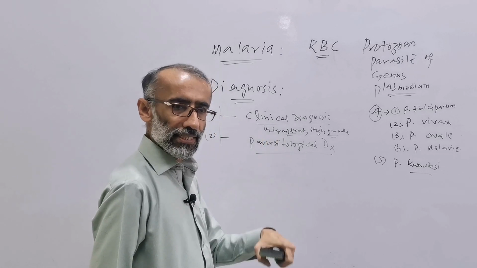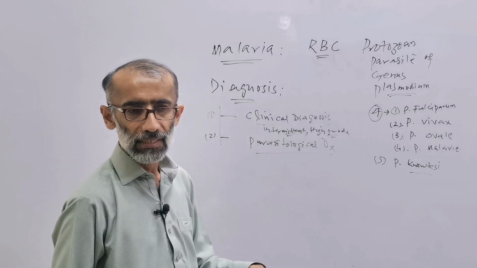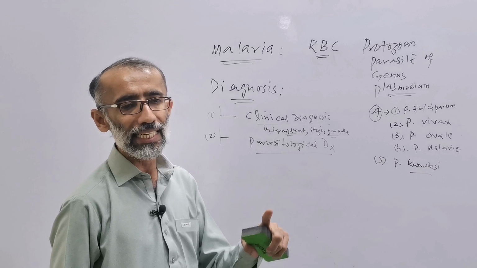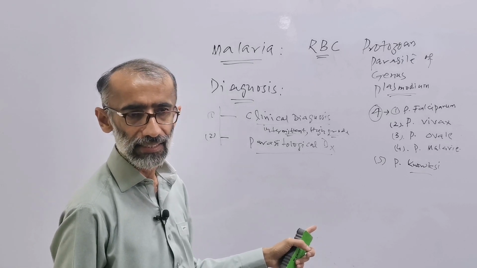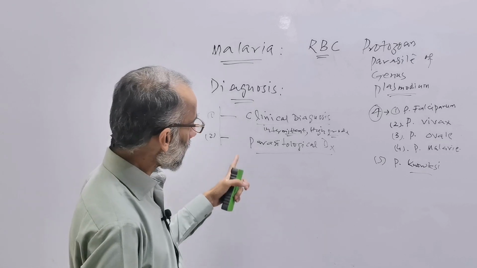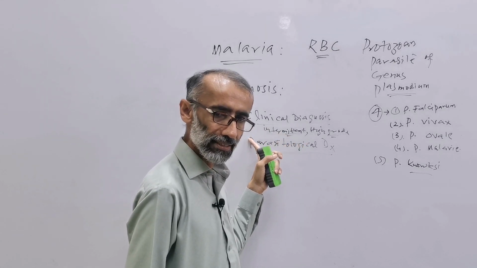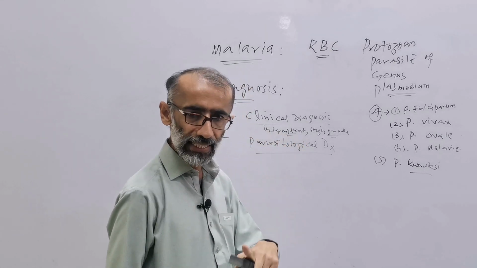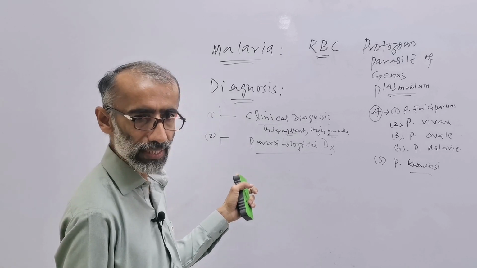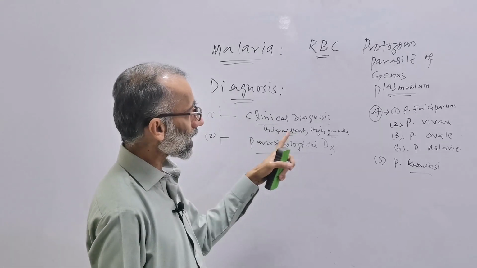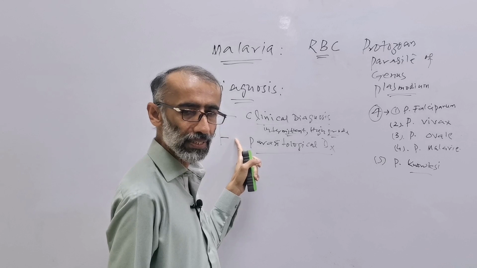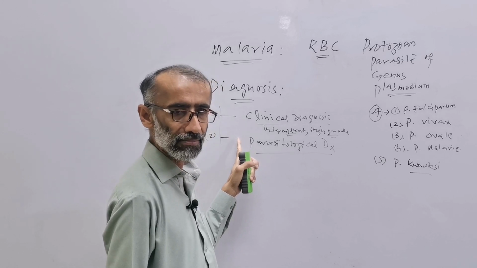Dengue and enteric fever must be ruled out in the endemic area, because the close differential diagnosis of malaria in the endemic area is dengue and enteric fever.